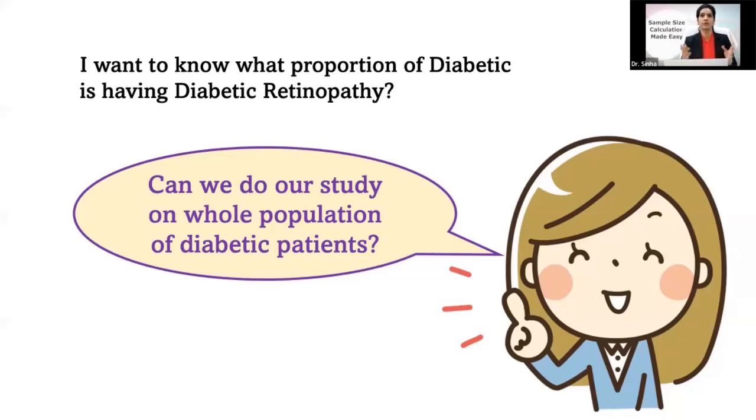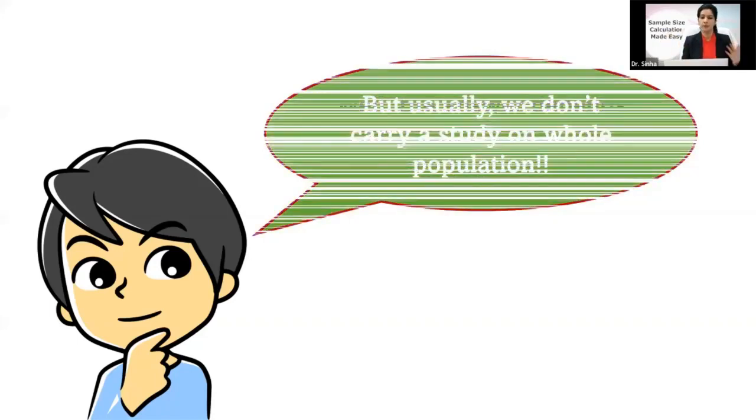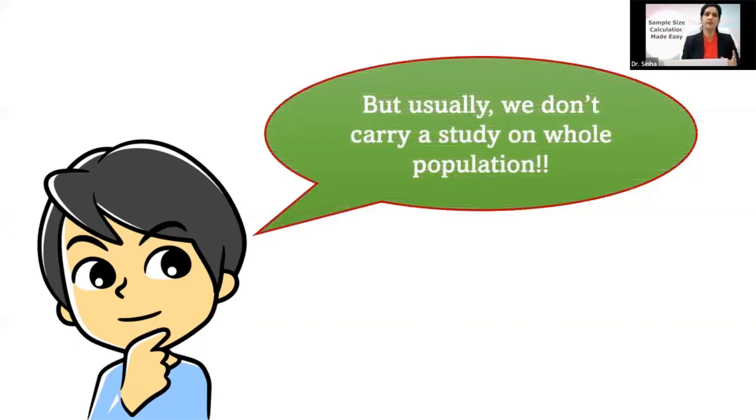Otherwise, I'll not be able to know whether you are listening or not. So a mixed response is coming, no or yes. So the correct answer is, well, the answer depends on the size of the population. If the size of the population is small, and if you can include all of them, then obviously you can. But if the size of the population is very large, then is it feasible for you to include all those diabetic patients? So it depends. But usually we don't carry out a study on the whole population.